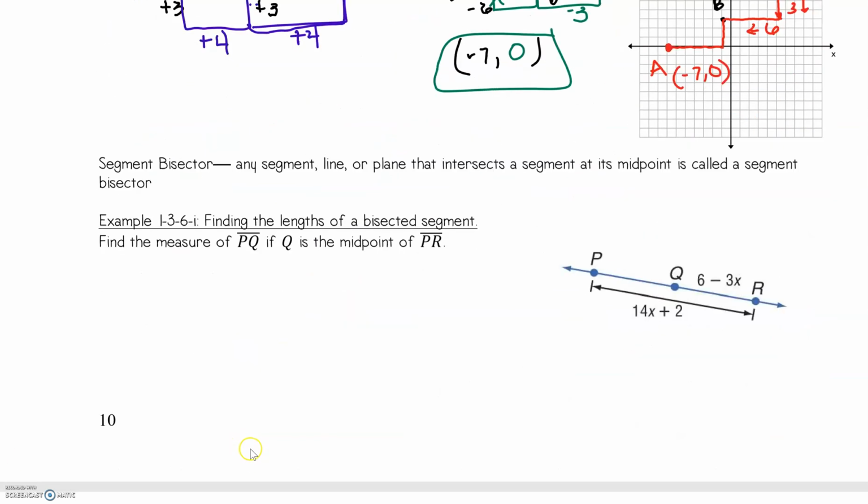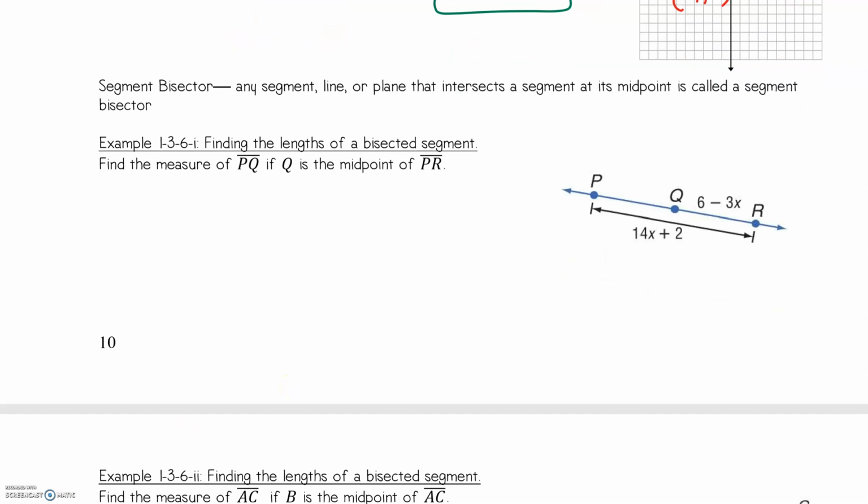All right, so now we're going to talk about segment bisectors. A segment bisector is any segment, line, or plane that intersects a segment at its midpoint. So basically it karate chops it in half so that it is shareable. Let's think of your best friend. You're going to give them half because you want to be super nice to them.